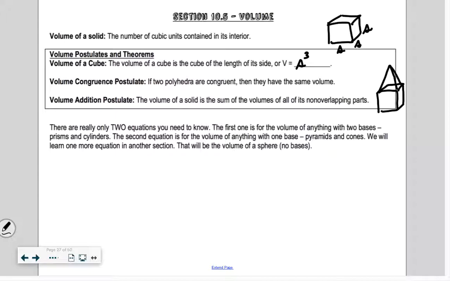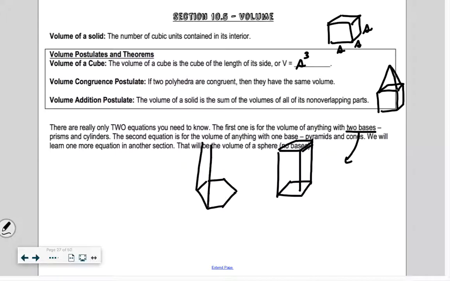So there are really only two equations that you need to know. The first one is for the volume of anything that has two bases. Something that has two bases would be something like a prism. So imagine I have a square-based prism. Oh, totally missed it. That's rough. All right, something like that. Or I could have maybe a hexagonal base.